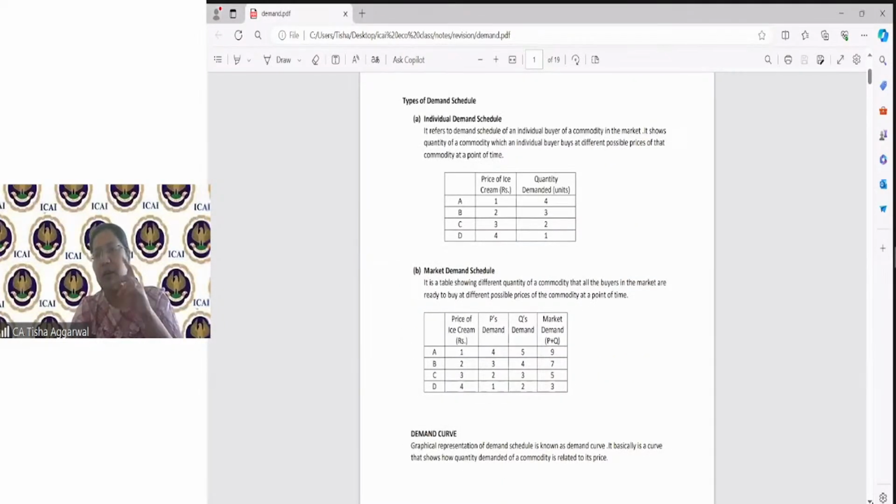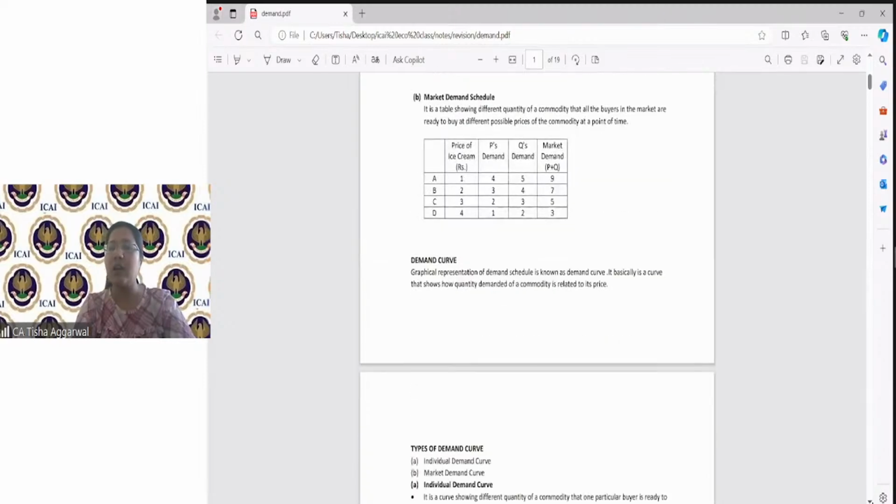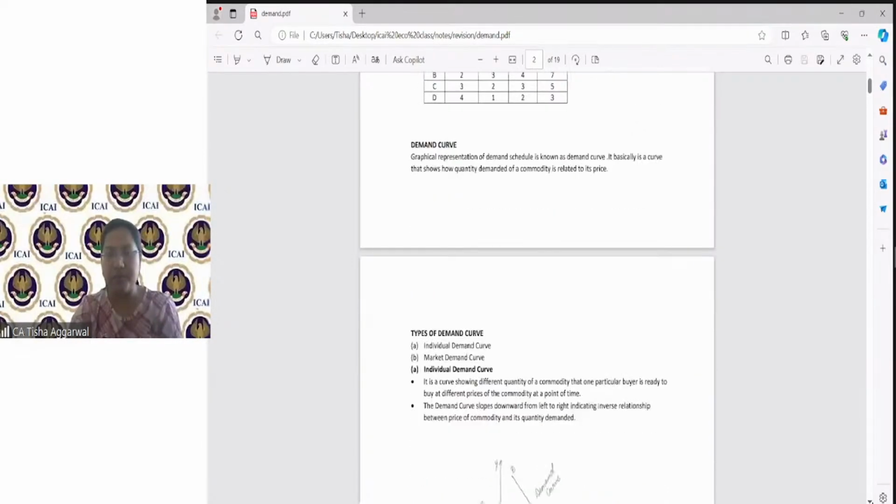So when I talk about a single person like me, that whatever the prices are going to be, how I'm going to demand for it, that is the individual demand schedule. When I talk about how the total people together will come, how it is going to get demanded, that will be known as the market demand schedule. So there are two things to it, individual demand schedule and market demand schedule.